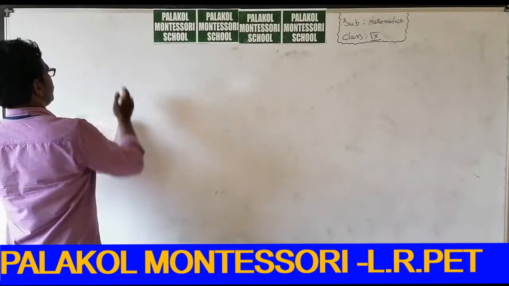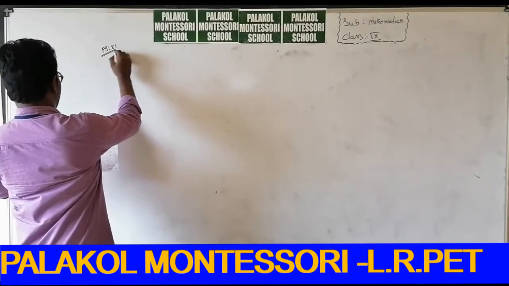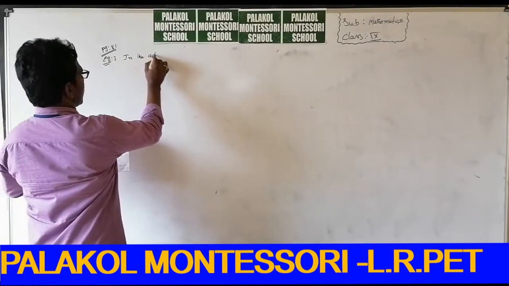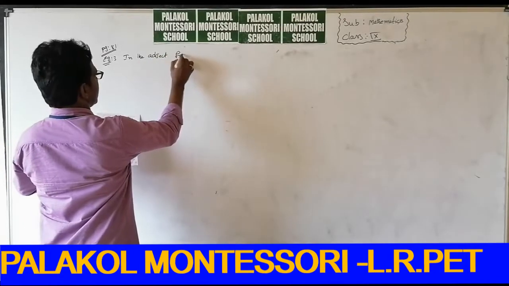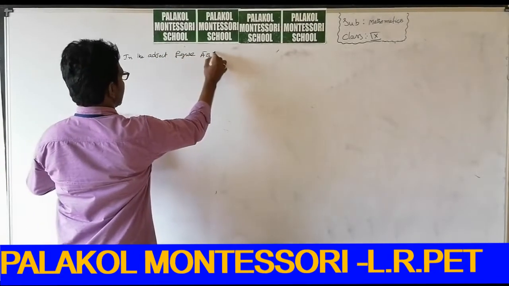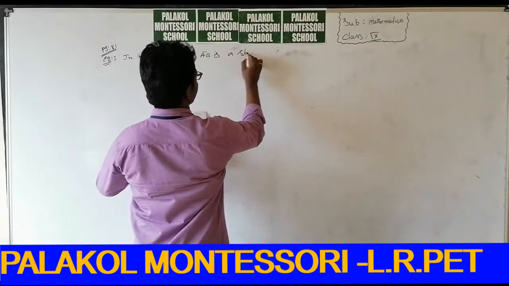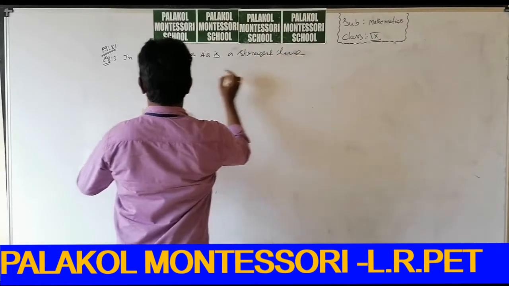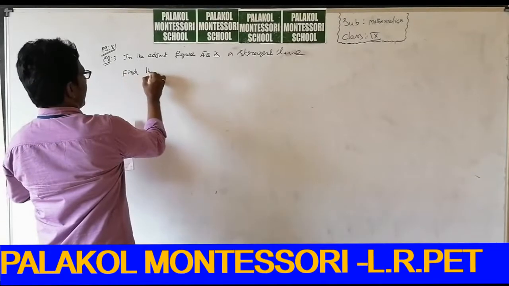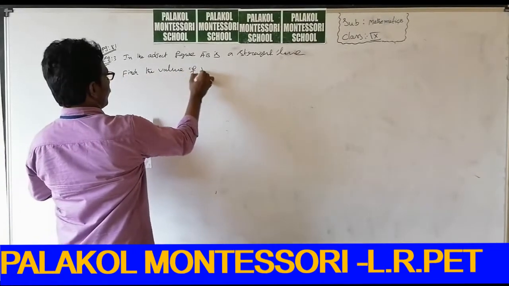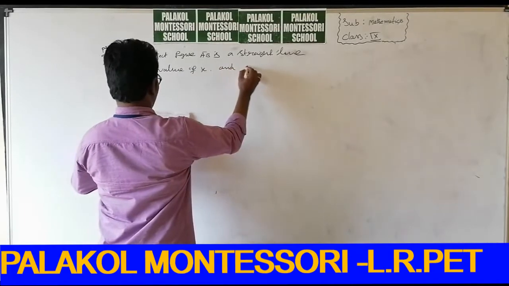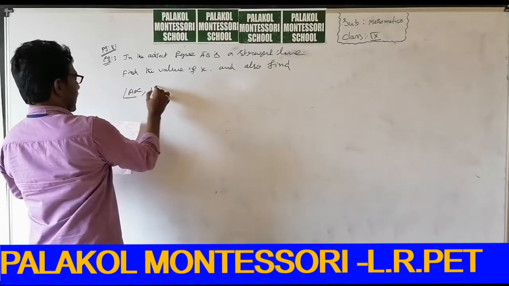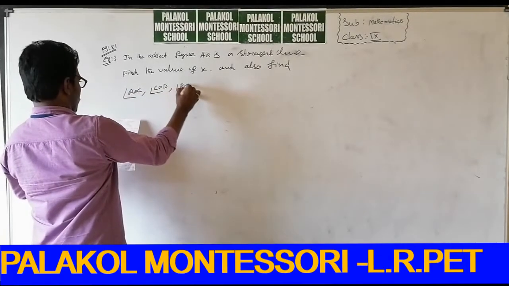Page number 81. Example 3, guys. In the adjacent figure, AB is a straight line. Find the values of x and also find angle AOC, angle COD and angle BOD.